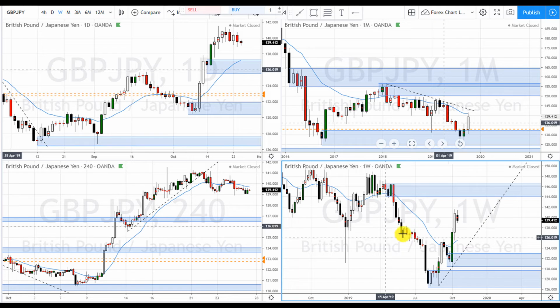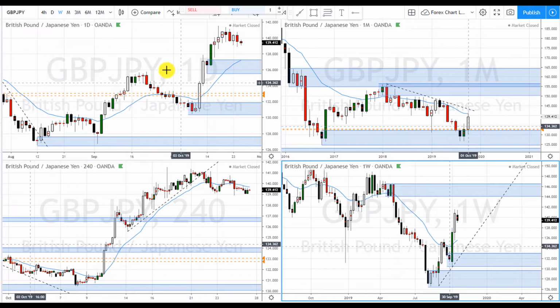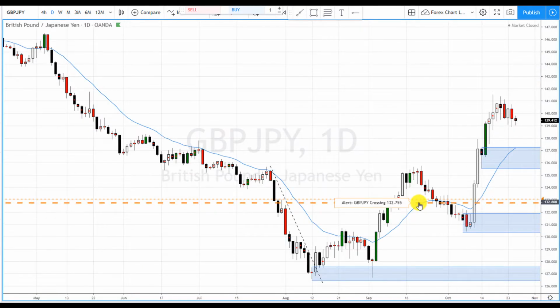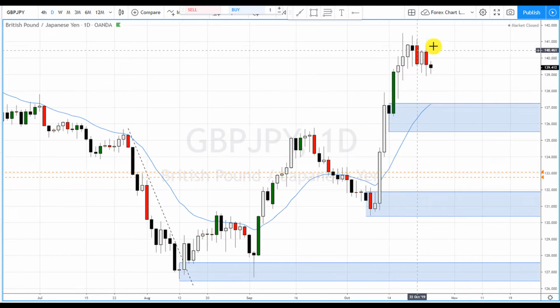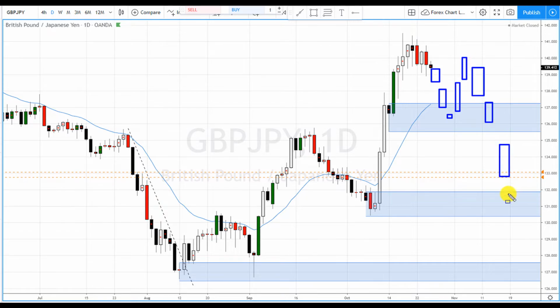Okay, so that is what we have on the daily. We have a price rally-base-rally, and this is pretty strong. Okay, price can go here and it can rally, but eventually it's going to break all the way down to this area because this area is stronger, but it doesn't mean that it cannot bounce from here.